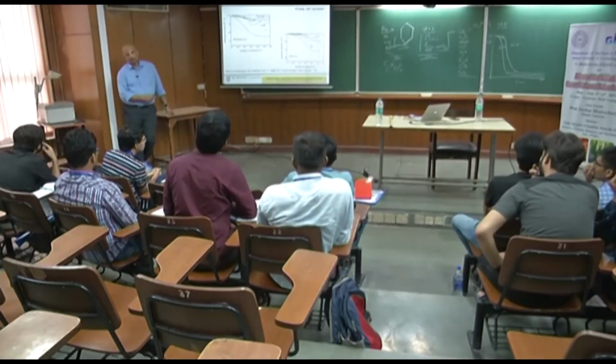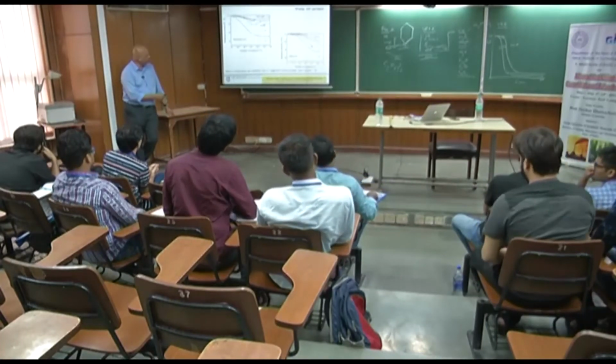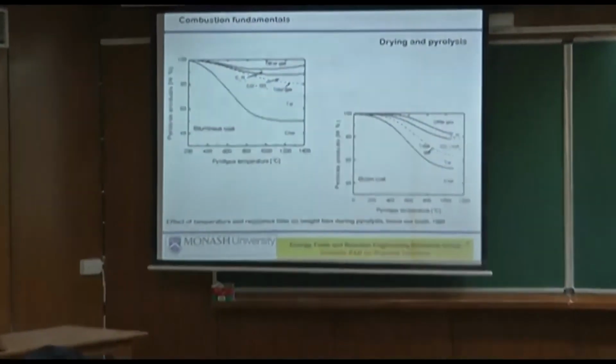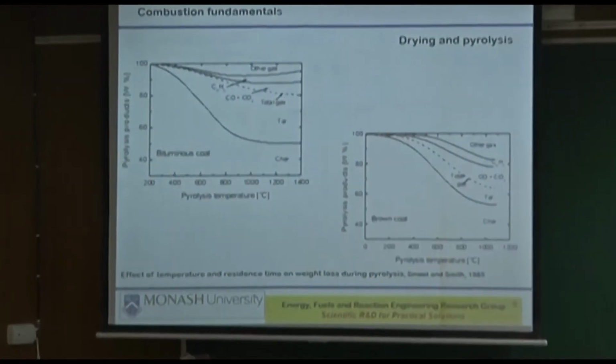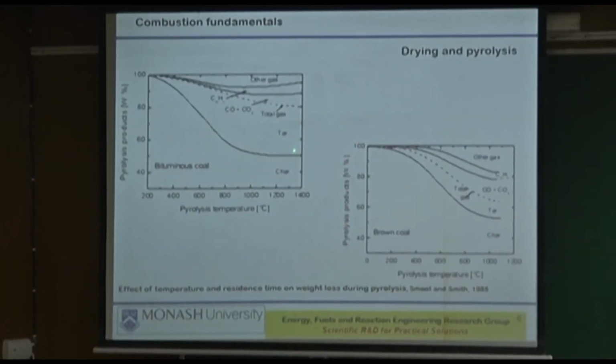No, initially everything was 100, and then at the end, what you are left with is this much char. No, tar is not 100. Tar is somewhere between here and there with long chain hydrocarbons. Total gas is between here and there, and then the other gases are between here and there. That's how you need to do it.